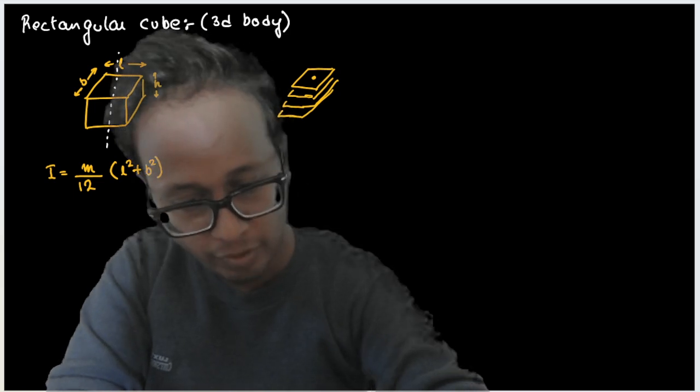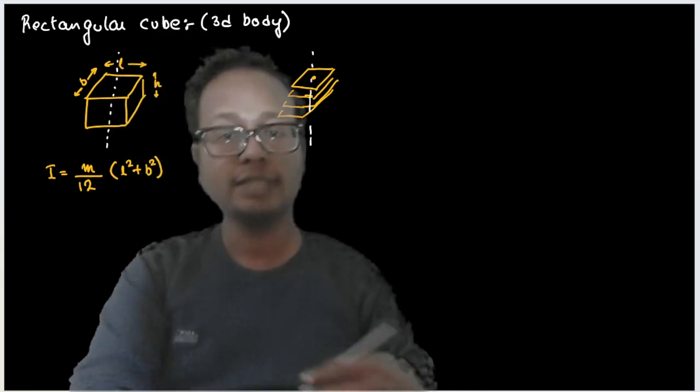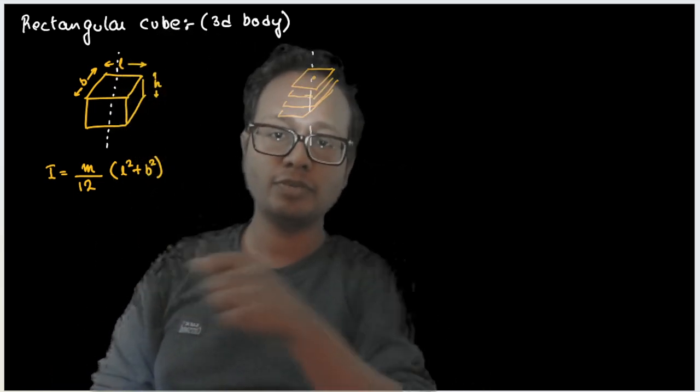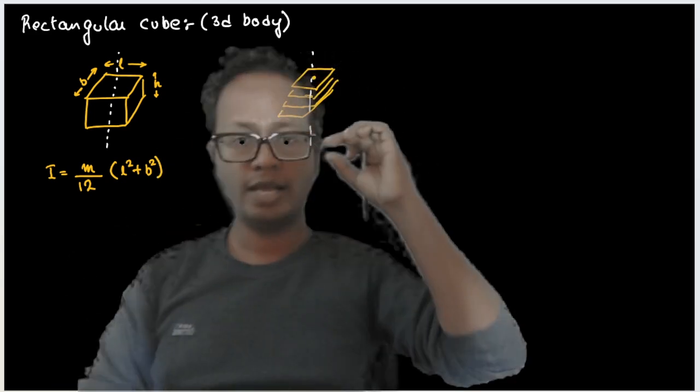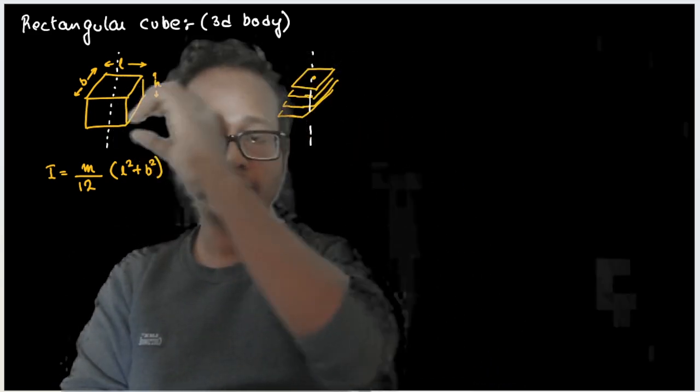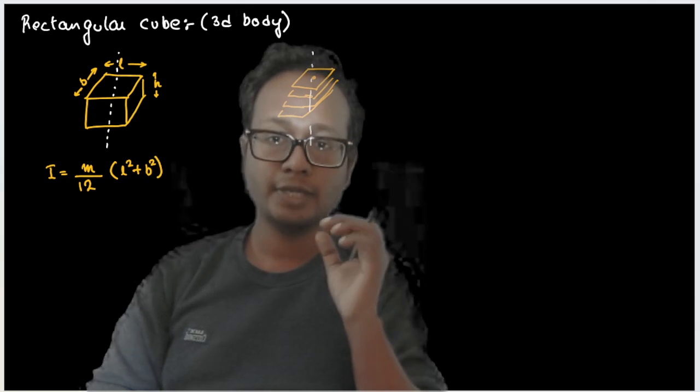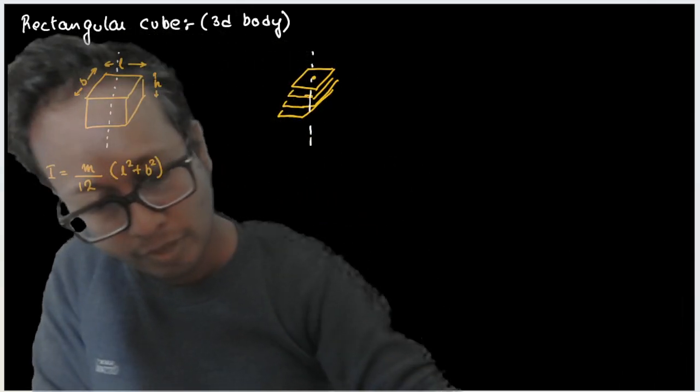And if I add the moment of inertia of all these plates about this axis, it is nothing but mL square by 12 plus mB square by 12. Okay, I'm stacking thin slices of rectangular plate on top of each other till they make up the height h. Understood?